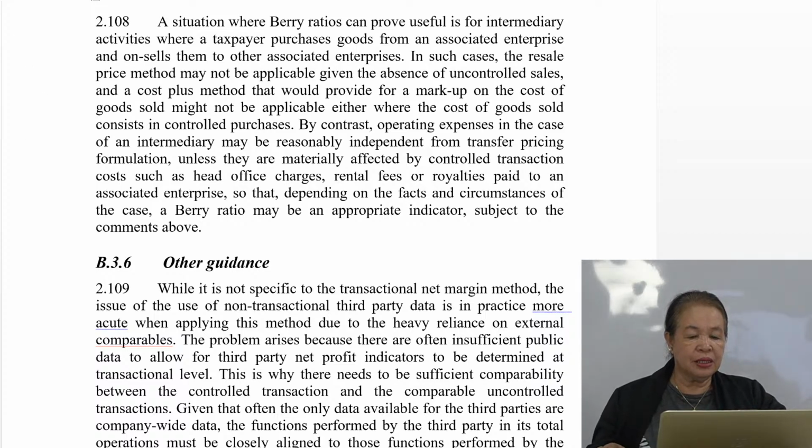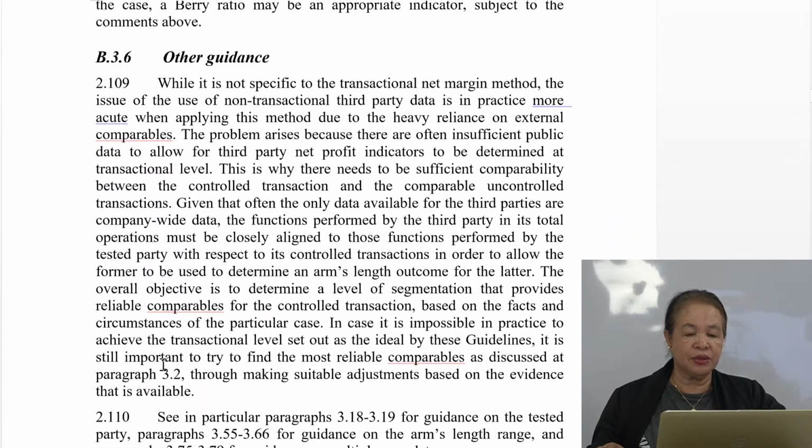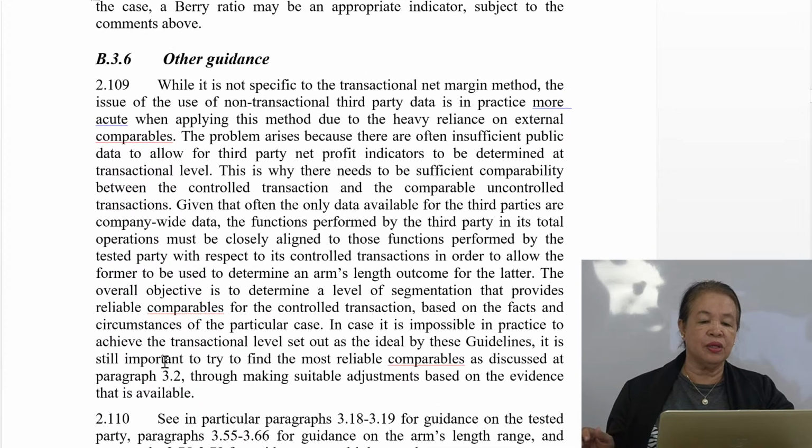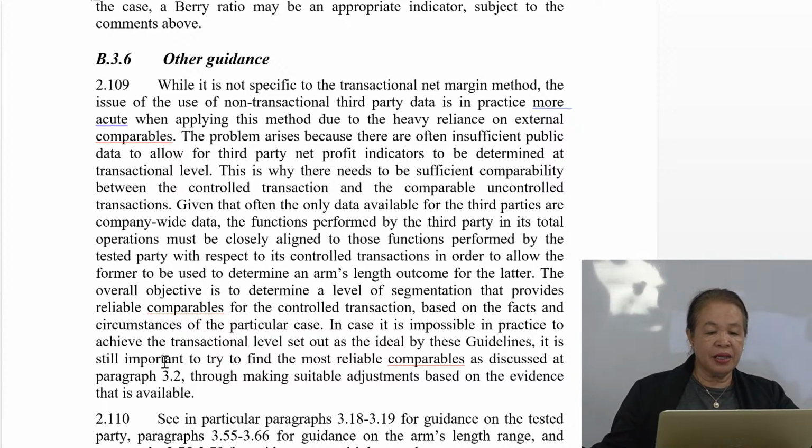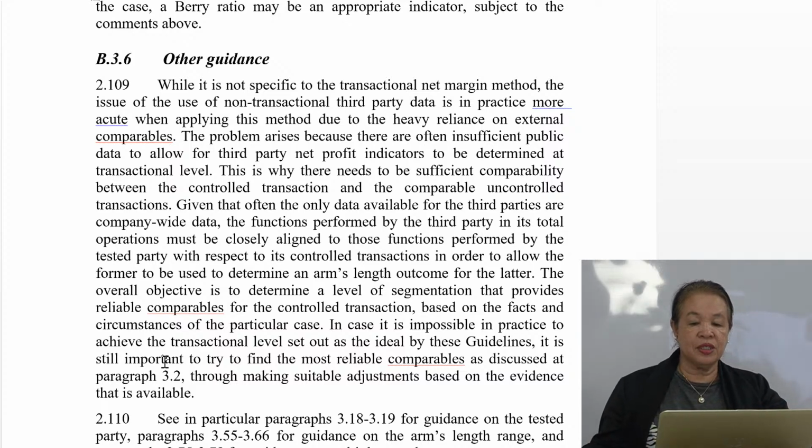Where it is not specific to the transactional net margin method, the issue of the use of non-transactional third-party data is in practice more acute when applying this method due to the heavy reliance on external comparables. The problem arises because there are often insufficient public data to allow for third-party net profit indicators to be determined at transactional level.